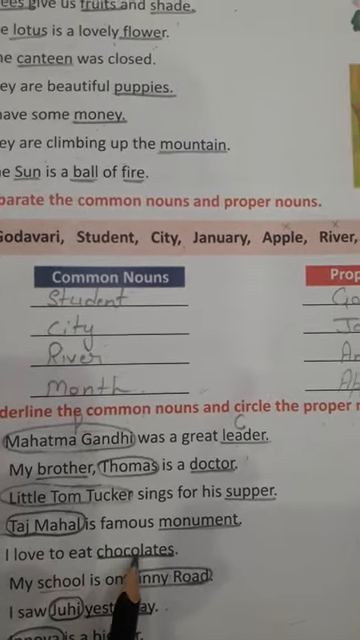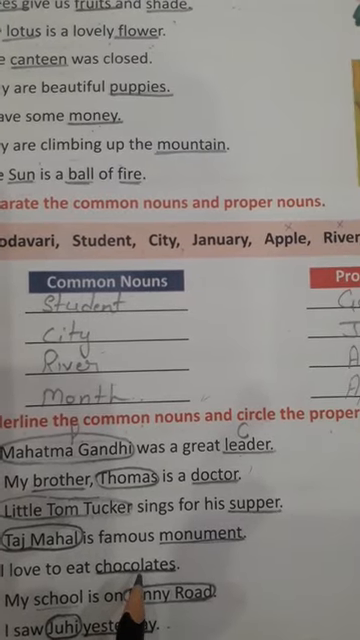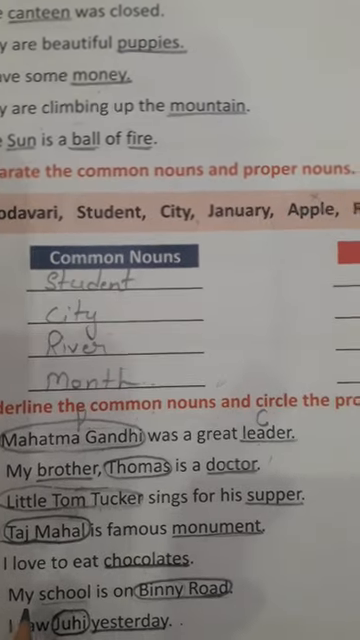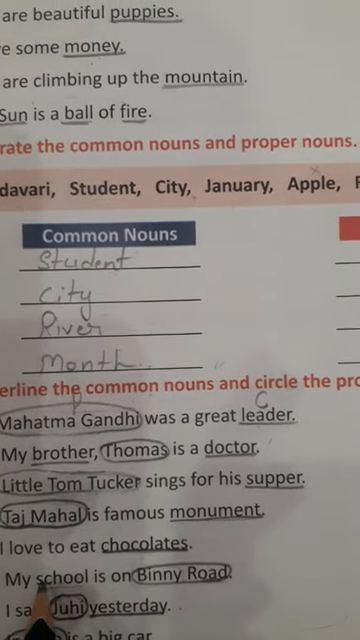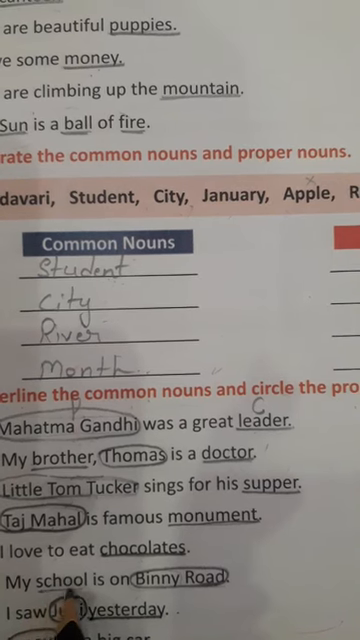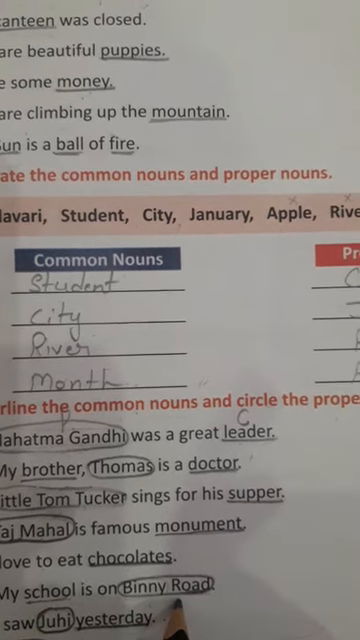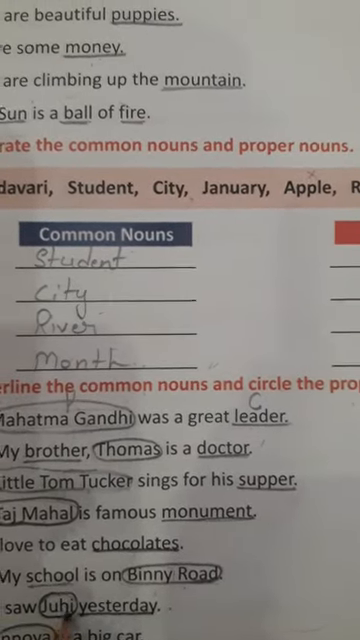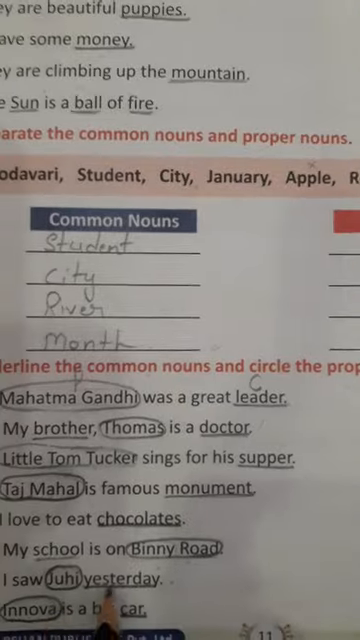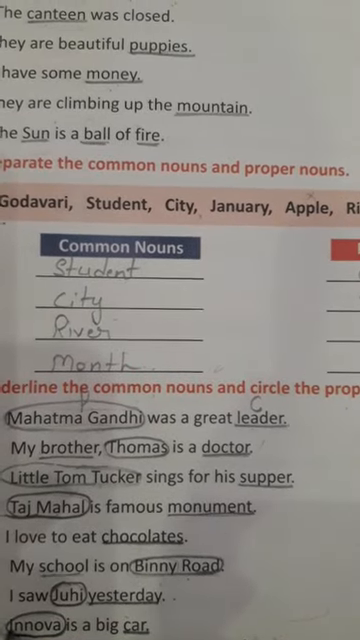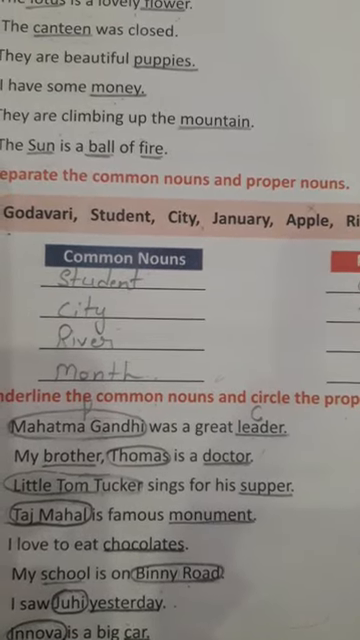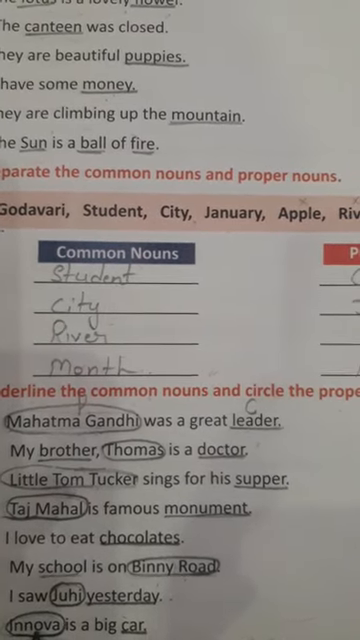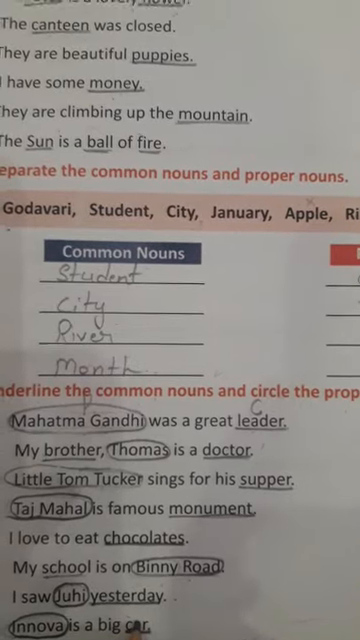I love to eat chocolates. So what is chocolate? Chocolate is the common noun here because any chocolate can be there. Now see here: my school is on Binny Road. School, I have underlined here, is your common noun, and Binny Road is a proper noun. I saw Juhi yesterday. Juhi is a proper noun, and yesterday is a common noun. Innova is a big car. Here we are just talking about that particular name, Innova. So this is your proper noun, and car is your common noun.